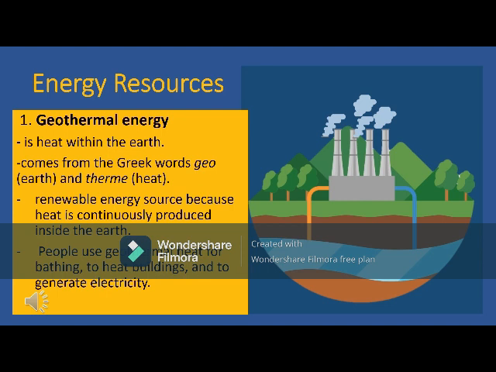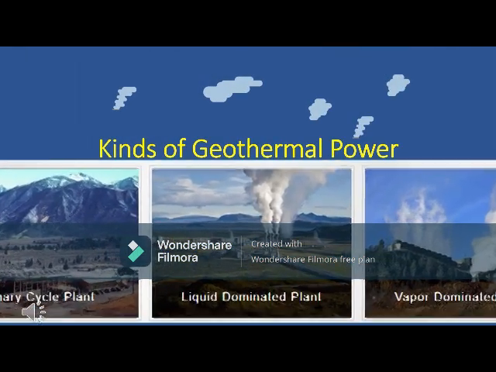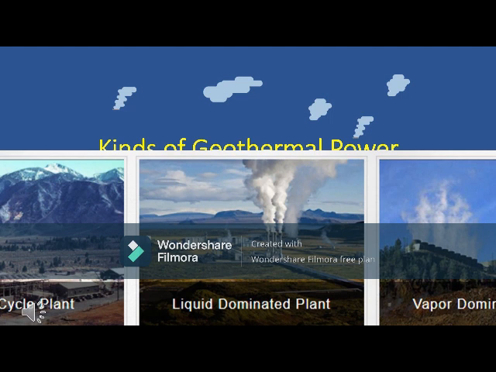It is considered a renewable energy source because heat is natural. It comes from the deepest portion of the earth. It's produced inside the earth. People use geothermal heat for bathing, to heat buildings, and to generate electricity. Then we move on to kinds of geothermal power.